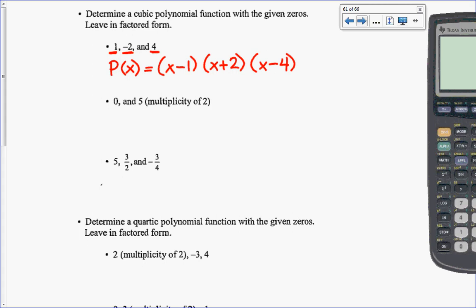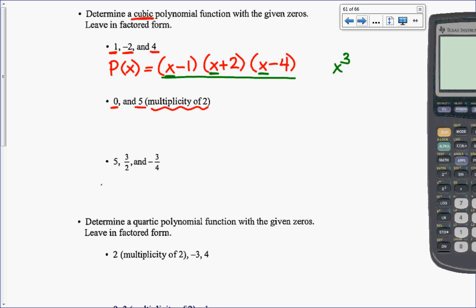Okay, now I have another function. It is also cubic, which means I'm going to have x cubed. So I do need to just double check and make sure that if I multiply this out, I've got x times x times x. That is going to give me an x cubed function, a cubic. Now, this one, I only see 2 zeros, but one of those zeros has a multiplicity of 2.